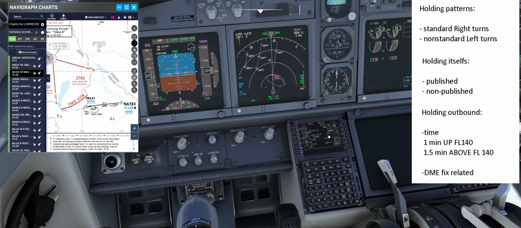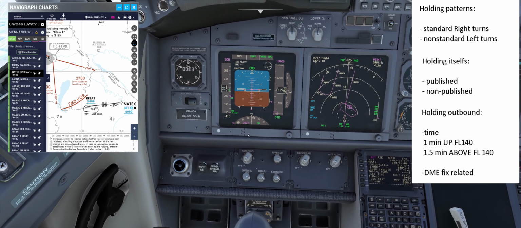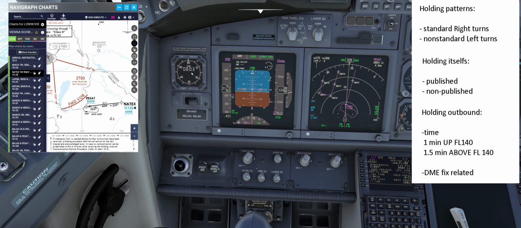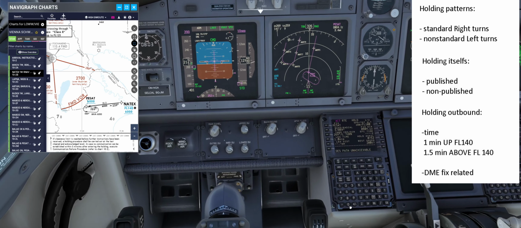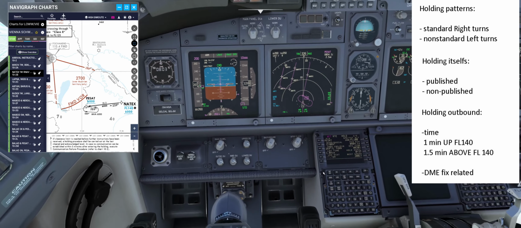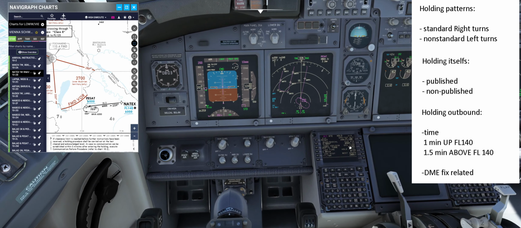This one is expect further clearance. For example, the air traffic controller tells you, imagine, that expect to leave your holding at, for example, 0820 UTC. So you put 0820 UTC and tell the FMC that this will be our time when we leave the holding pattern.